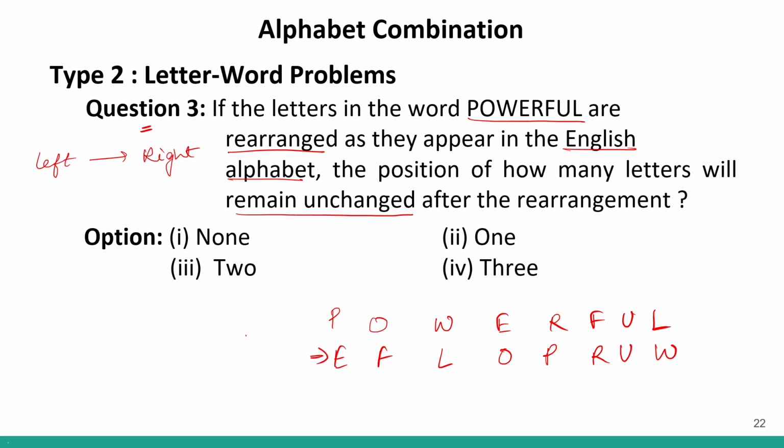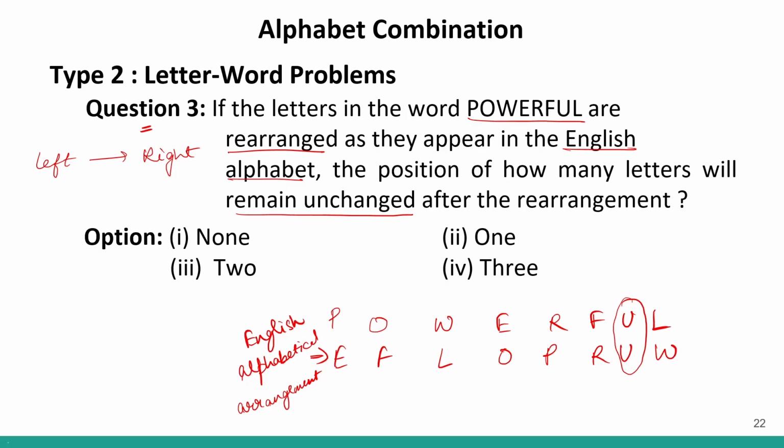This is English alphabetical arrangement. Now we have to find out how many of them will remain unchanged. I can see only one is remaining unchanged, that is U. Only one is remaining unchanged.